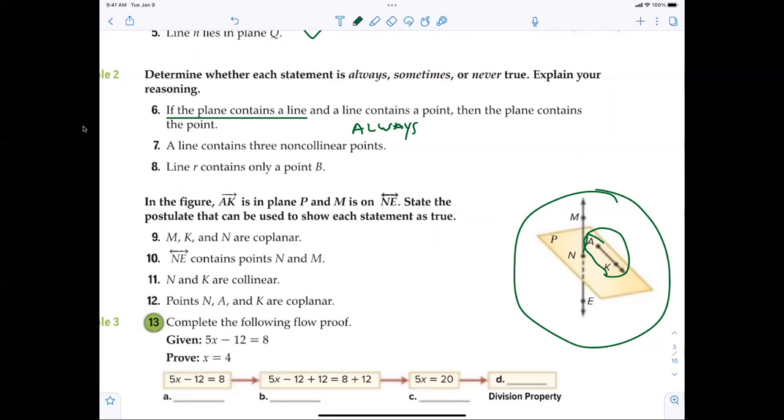A line contains 3 non-collinear points. Non-collinear means what? Not on the same line. So can it contain 3 non-collinear points? So that would be what? Never.